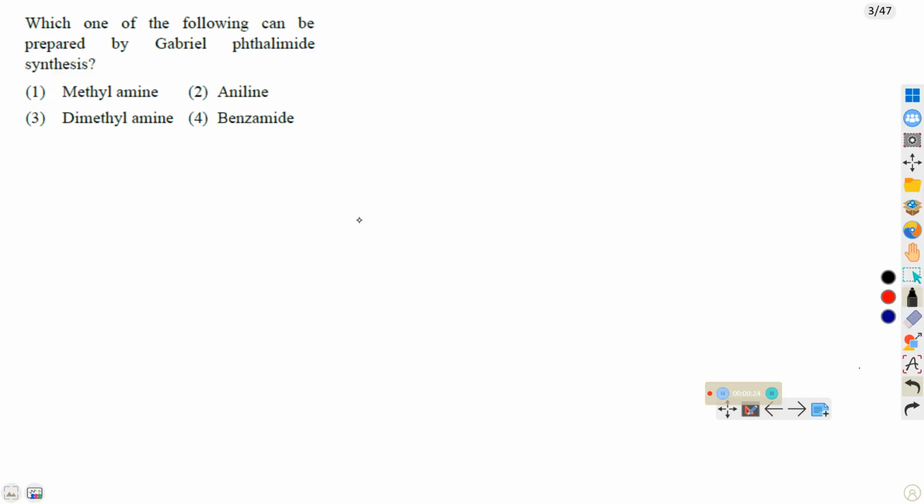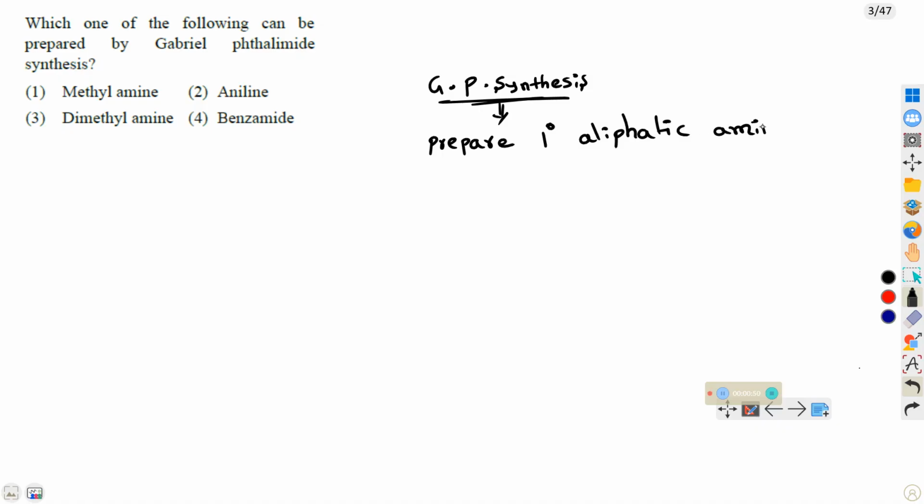Which one of the following can be prepared by Gabriel phthalimide synthesis? Gabriel phthalimide synthesis is used to prepare 1-degree aliphatic amines only. Based on that, methylamine, CH3NH2, can be prepared.